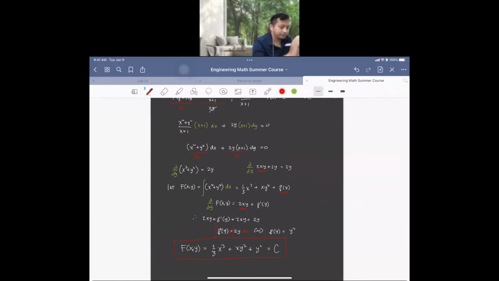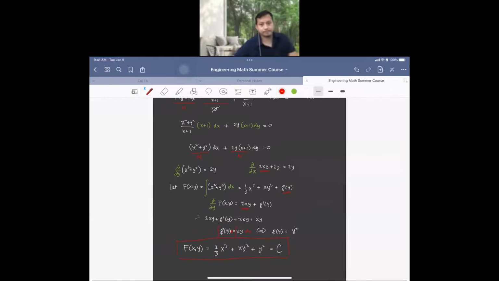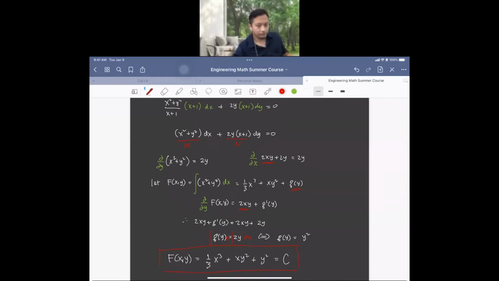Okay, maybe are there any questions, anything you may be having difficulty with now? So that's the exact equation, and after this we can move to the substitution.